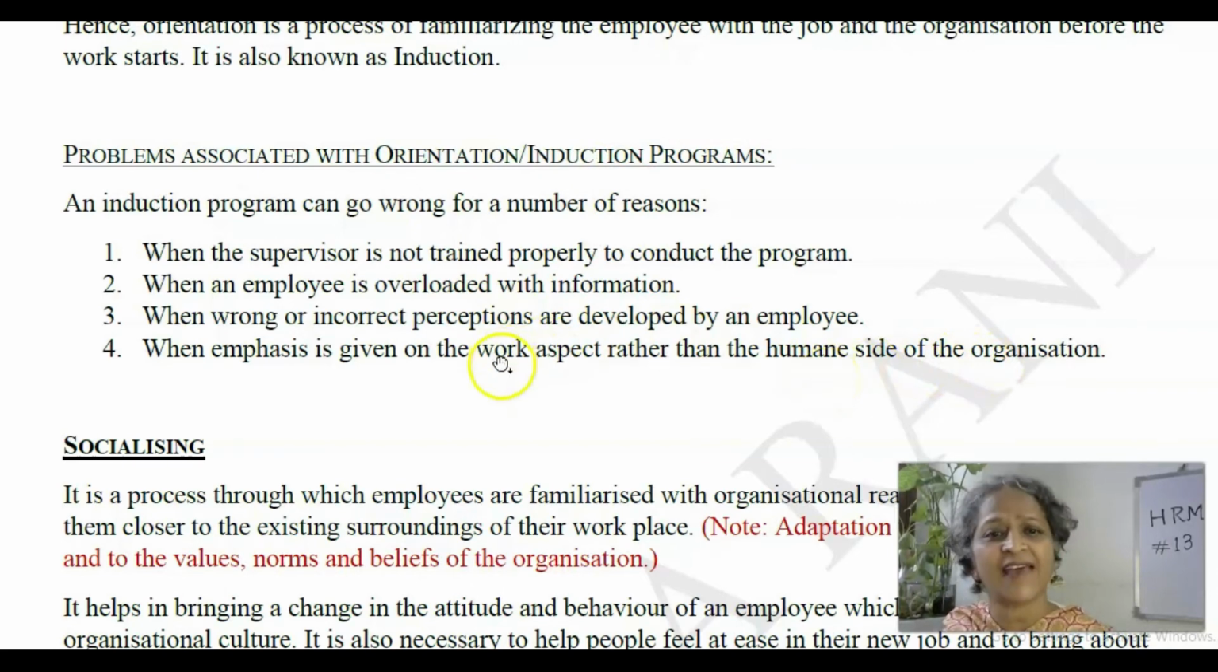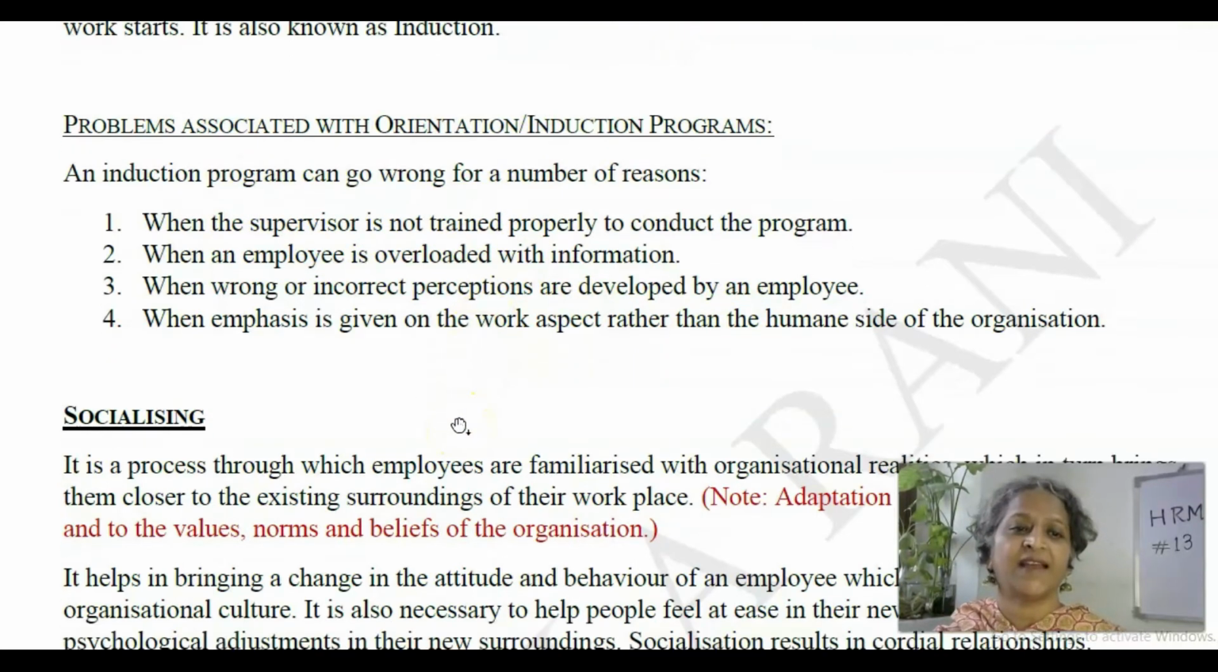Because as far as work is concerned, these new appointees will definitely learn about the work sooner or later, but if they form a wrong impression about the co-workers, or about the management in the beginning itself, it will definitely harm the interest of the organization, and it will definitely affect their performance. So these are the problems with orientation programs which a human resource manager or a supervisor organizing this program must take care of. Now the next topic is socializing.